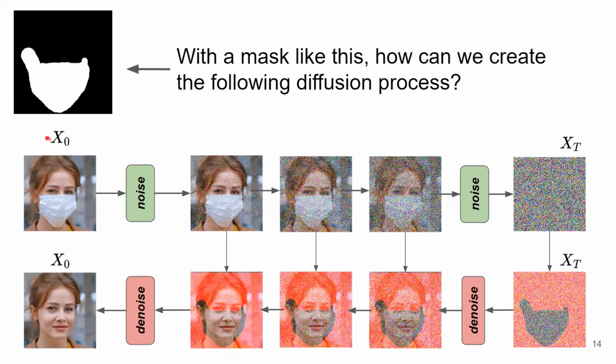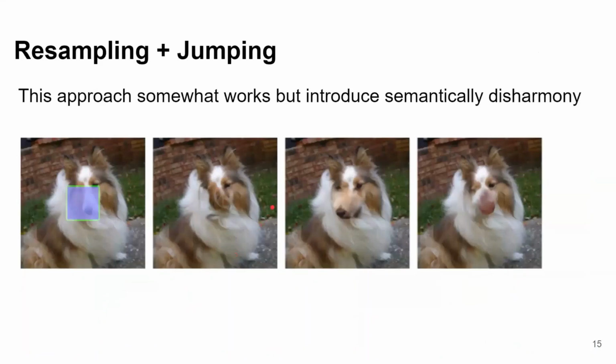First we have the x0, and we add noise all the way to xt. Then in the denoising process, at each step, we take the red part from q, the noising step, and combine it into the next denoising step until we reach x0. Okay, that's pretty simple, but this approach has some problems.